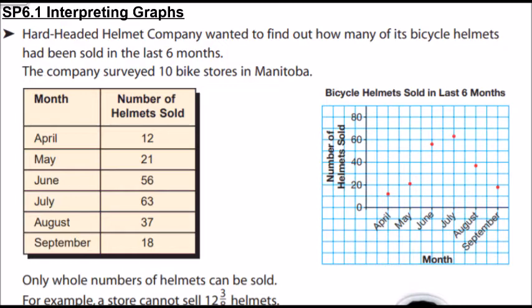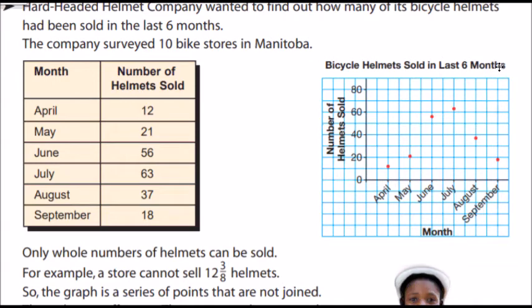In our example, a Hard-Headed Helmet company wanted to find out how many of its bicycle helmets had been sold in the last 6 months. So they surveyed 10 bike stores in Manitoba, and these are the results that they got. In April, there were 12, May 21, June 56, July 63, August 37, and September 18.